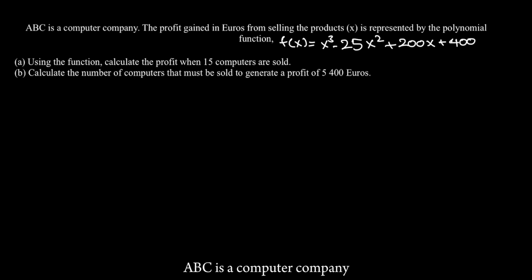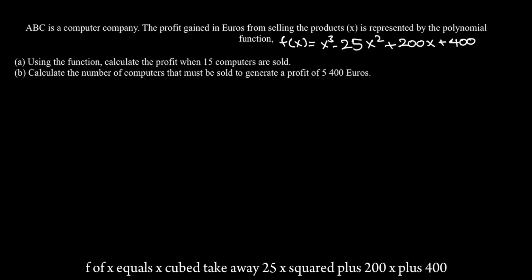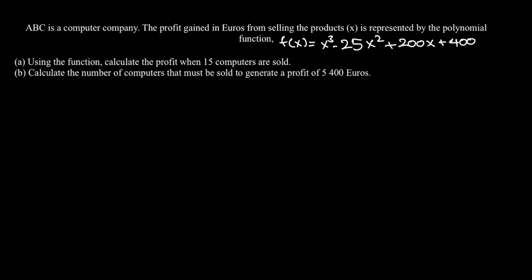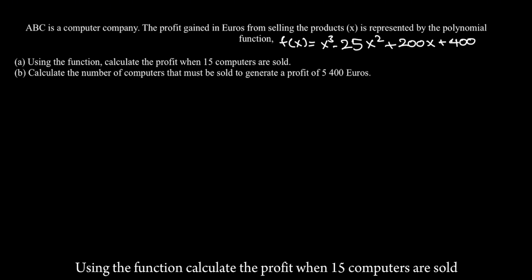ABC is a computer company. The profit gained in euros from selling the products X is represented by the polynomial function f of x equals x cubed take away 25x squared plus 200x plus 400. Using the function, calculate the profit when 15 computers are sold.